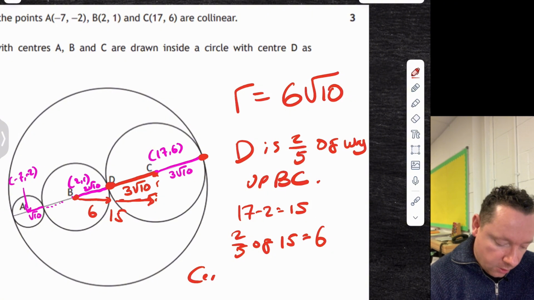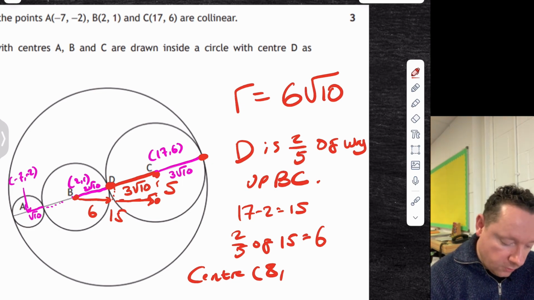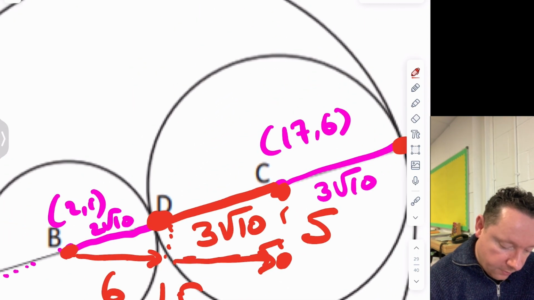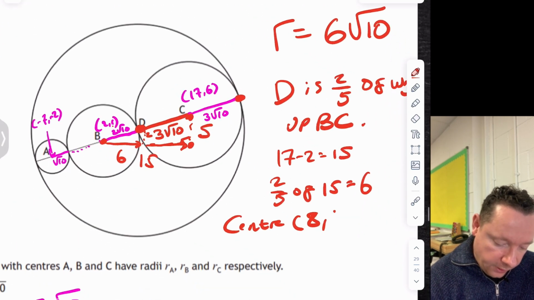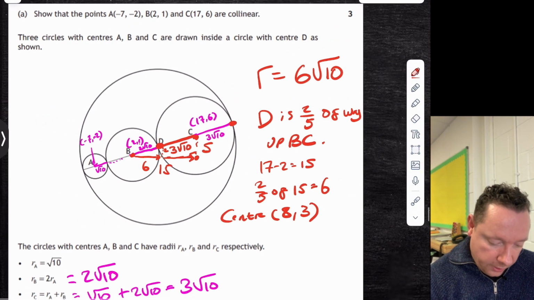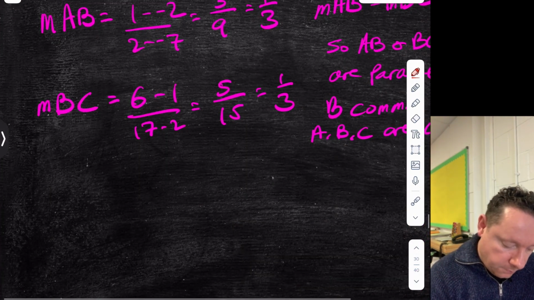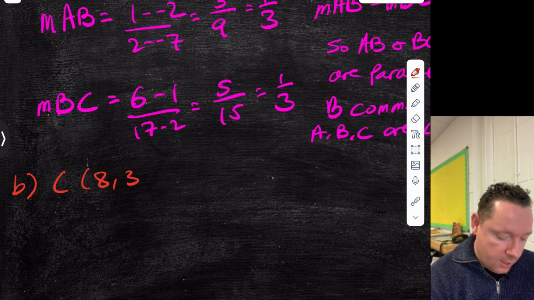So to get our centre, we've got 8, and then going up the way. So we know that height is 5, so 2/5 of 5. That small distance in here then would be 2. So I'm starting at 1 and going up 2, so that makes it 3. So we then get the point (8, 3). Hopefully that makes sense. So we've now got our centre and we've now got our radius. So for part B, our centre was equal to (8, 3) and our radius was equal to 6 root 10.